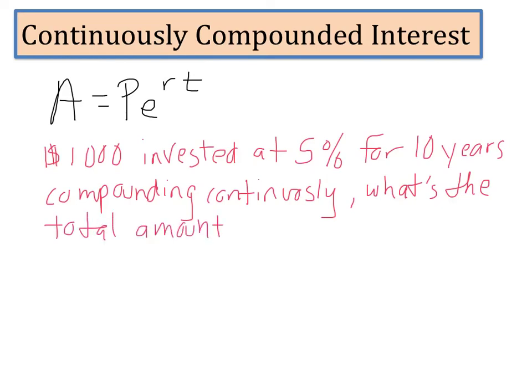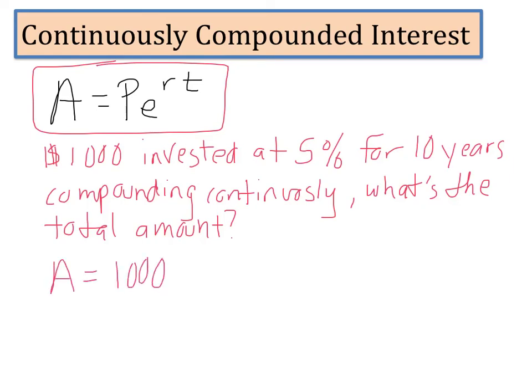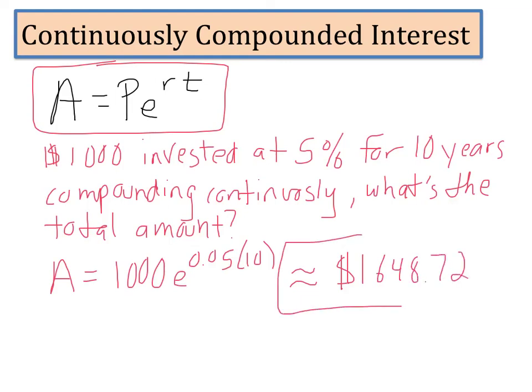Now, to figure this out, since we have our equation here, we would just plug these values in. So we have the amount's going to equal the principal of 1,000 times e to the rate, 0.05 times 10. We punch this on our calculator, and we get about $1,648.72.